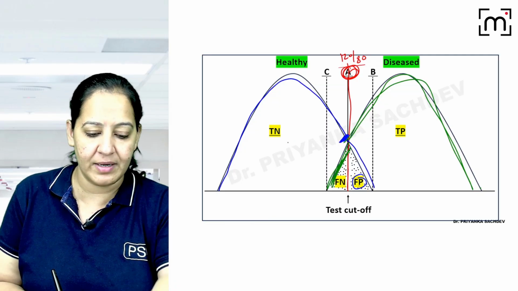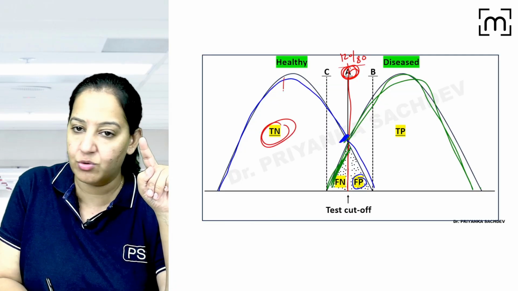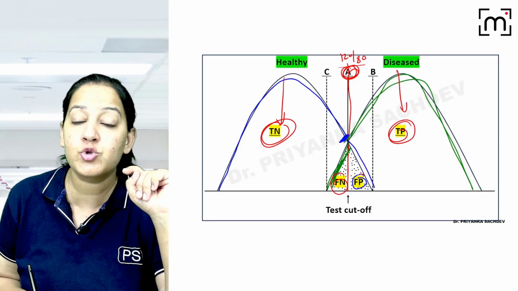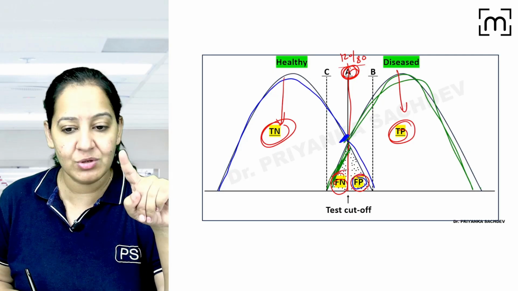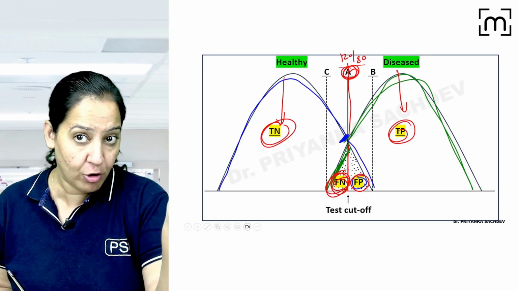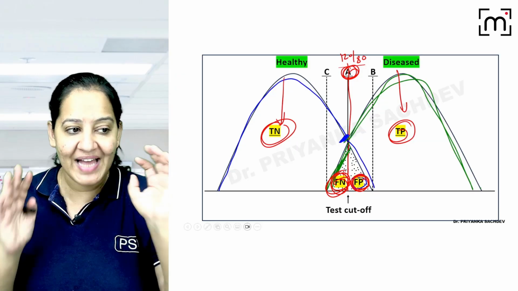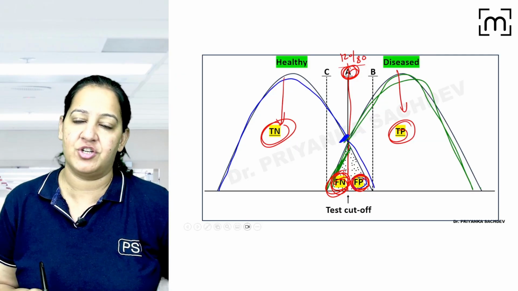So in this graph, these are the true negative. They don't have the disease. These are the true positive. They have the disease. Look at these two overlap sections. These are the false negative. They are coming below the cutoff. And these are false positive. They are coming above the cutoff. So that is the cutoff. You have to see the overlap section. You got my point?